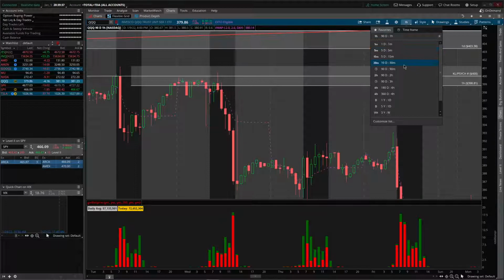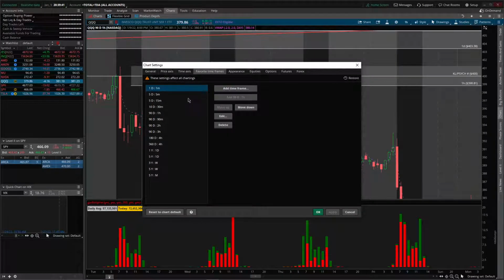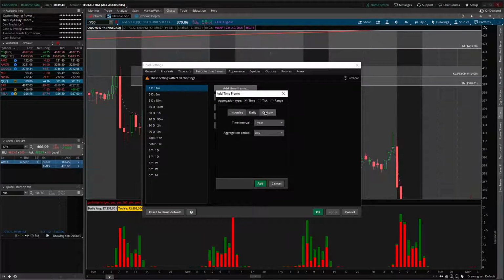Or you could have played it another way. Let me see if I can get a smaller time frame just so you guys can see a little bit better. Time frame. Day. Let's do 15.